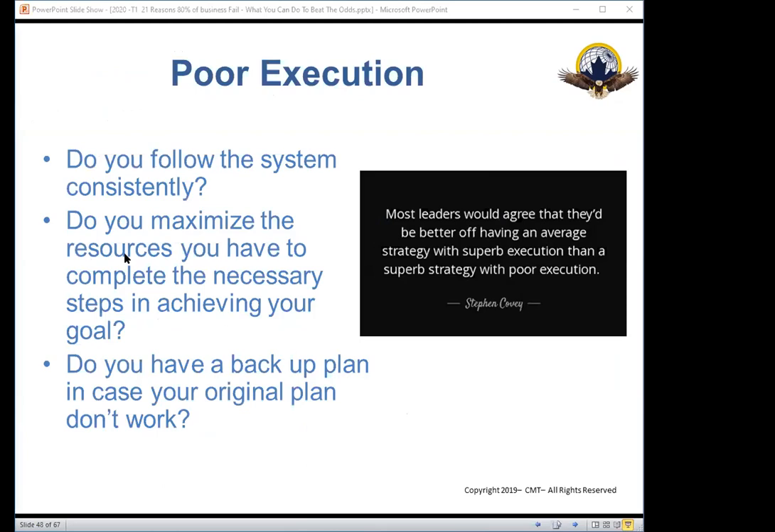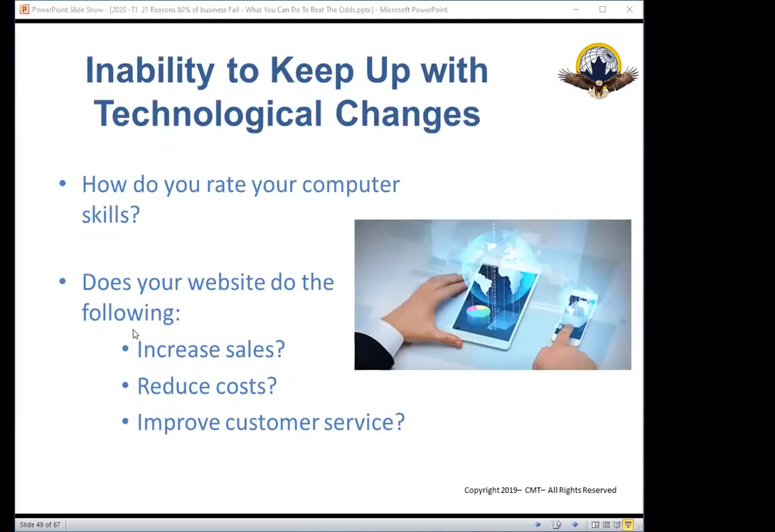Poor execution. Do you follow a system consistently? Do you maximize the resources you have to complete the necessary steps for achieving your goals? Do you have a backup plan in case your original plan didn't work? And these are the kind of questions that really, they're deep thinking questions. And if you're answering yes to each of them, then I'm pretty encouraged, very encouraged. And if you're answering no to them, I'm still encouraged, because you still have the opportunity, we're sharing with you right now, to build those actual systems.